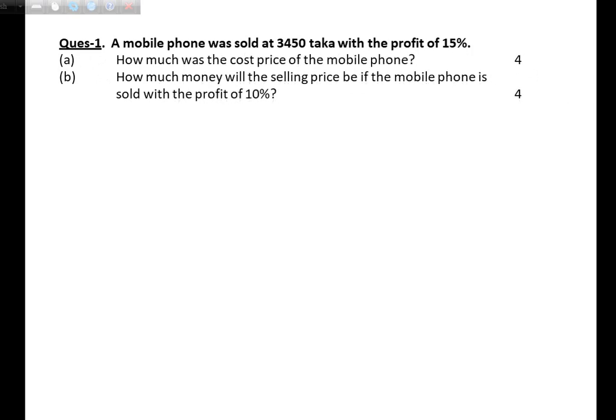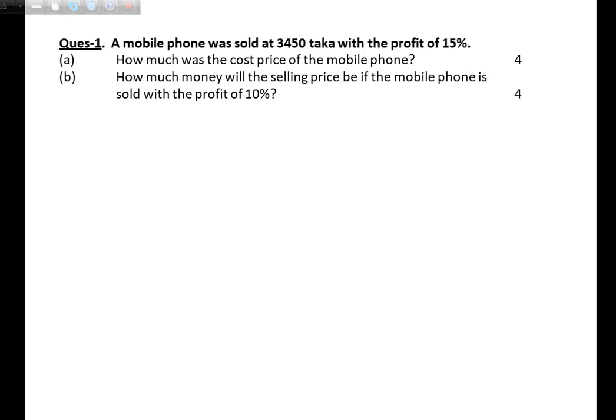The first one is, how much was the cost price of the mobile phone? At first, you have to understand that a mobile phone was sold at 3450 taka with a profit of 15%. So here, the price mentioned in the question is the one with the 15% profit. So at first we have to find out the money that will be less from the given price as the 15%.